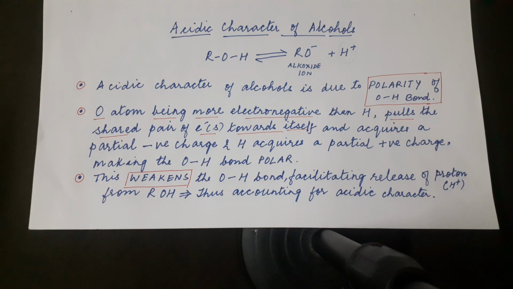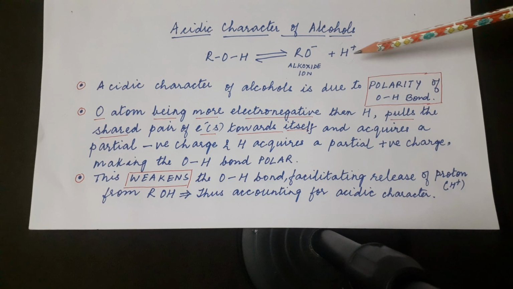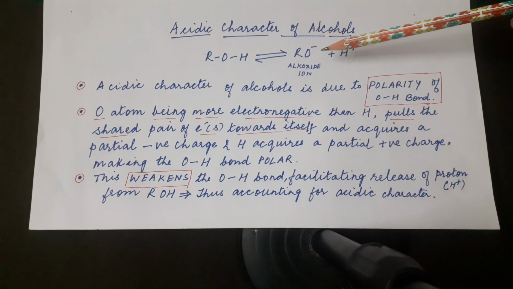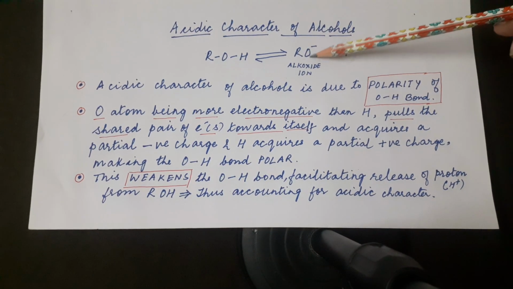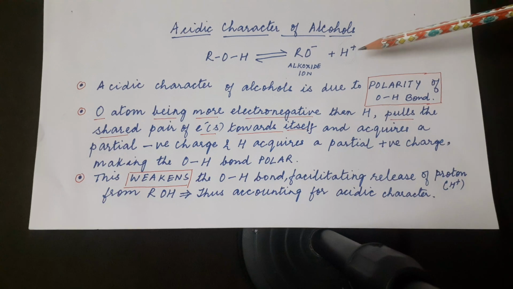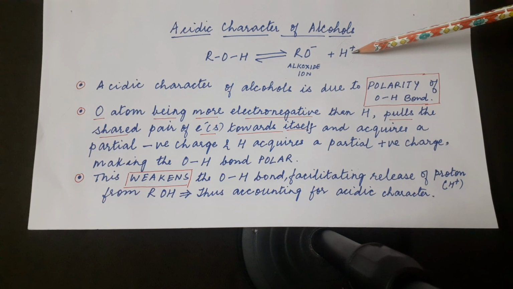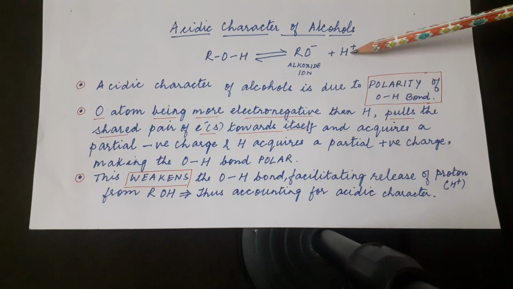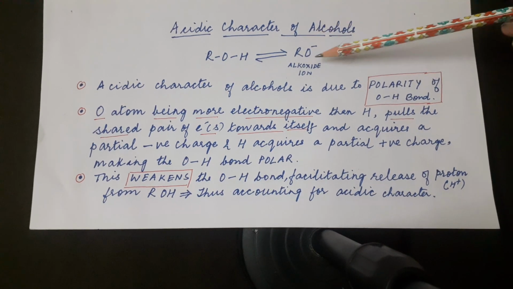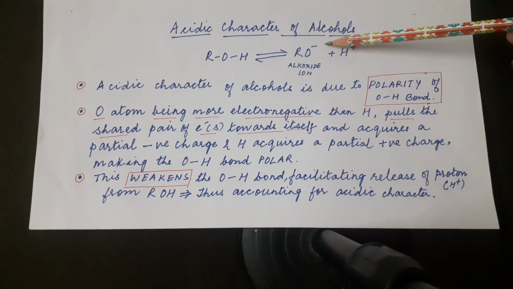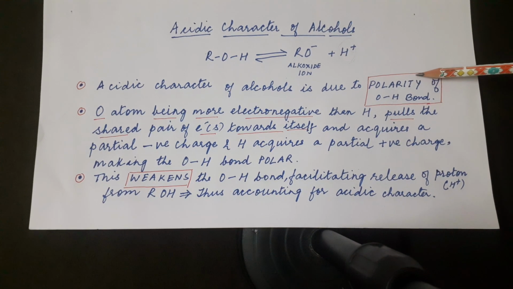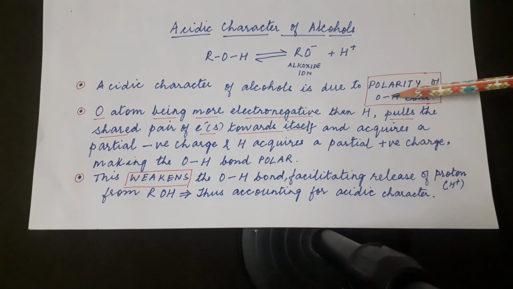In this video, we'll be discussing the acidic character of alcohols. So this simple equation where ROH is giving alkoxide ion, RO minus, and H plus is indicative of the acidic behavior of alcohols because it is releasing an H plus. Now what property of the alcoholic entity makes the alcohol acidic? Basically, it is due to the polar nature of the OH bond.